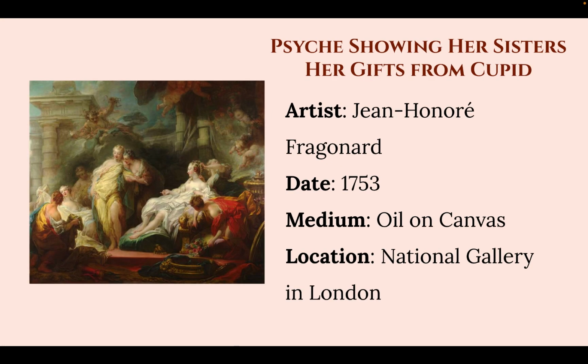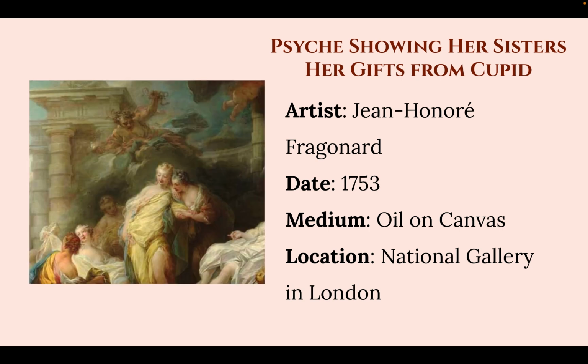Jean-Honoré's piece called Psyche Showing Her Sisters Her Gifts from Cupid was created in 1752. The artwork exemplifies the sophistication of the Rococo style with its dramatic linework, soft pastel color palette, and expressive detail. Fragonard's light brushwork and placement gives the piece movement, while the different textures of satin and skin exemplify grandeur, giving the piece a heavenly feel.